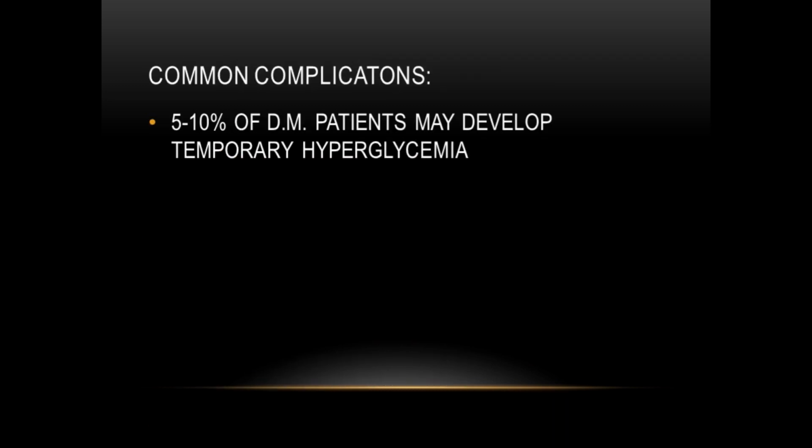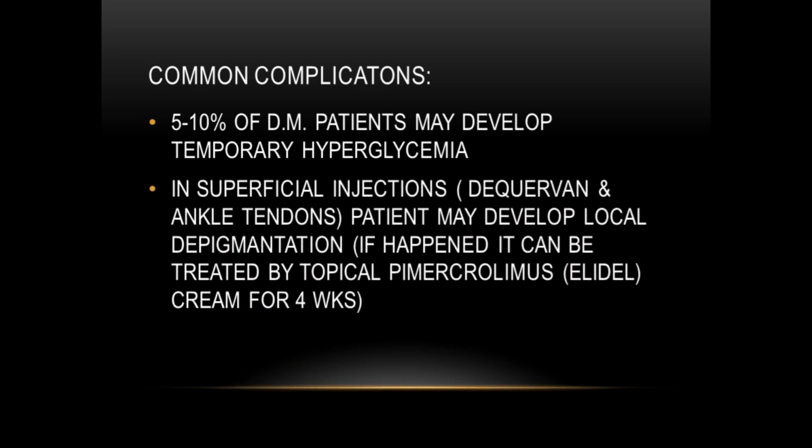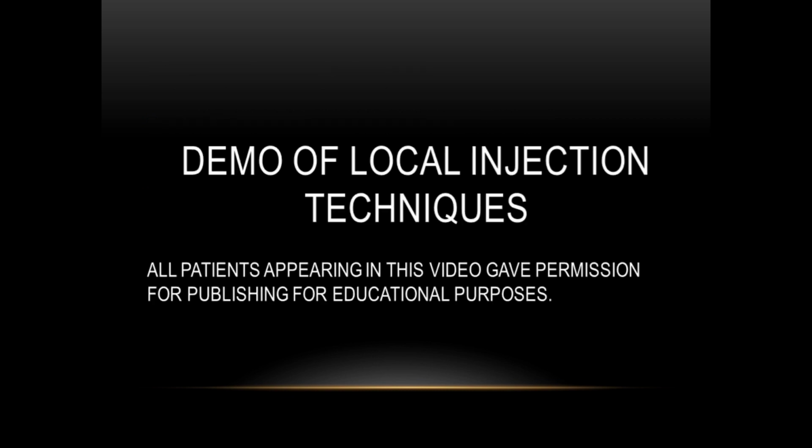Joint prosthesis surrounding joint, osteoporosis and immunosuppressed patients. Common complications: 5 to 10% of diabetic patients may develop temporary hyperglycemia. In superficial injections, sometimes local depigmentation happens. It can go spontaneously, or you can use LED cream for 3 to 4 weeks. Demonstration of the injection.